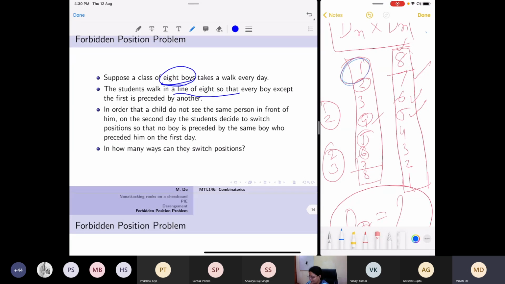So all these guys are rearranged. Okay, they are not in their position. That's what you are saying. Yes, ma'am.